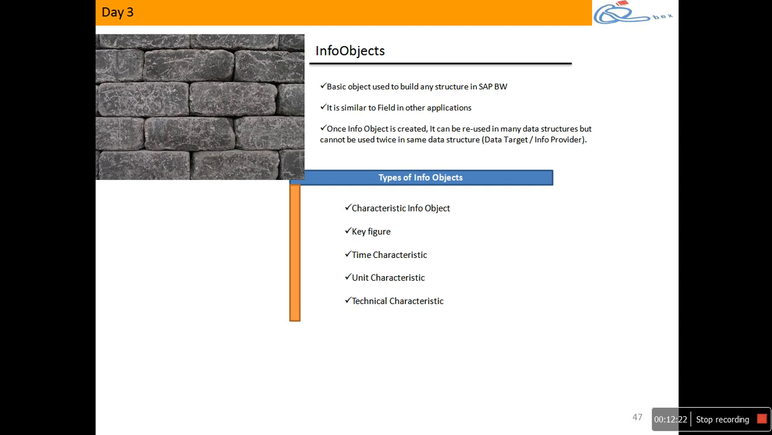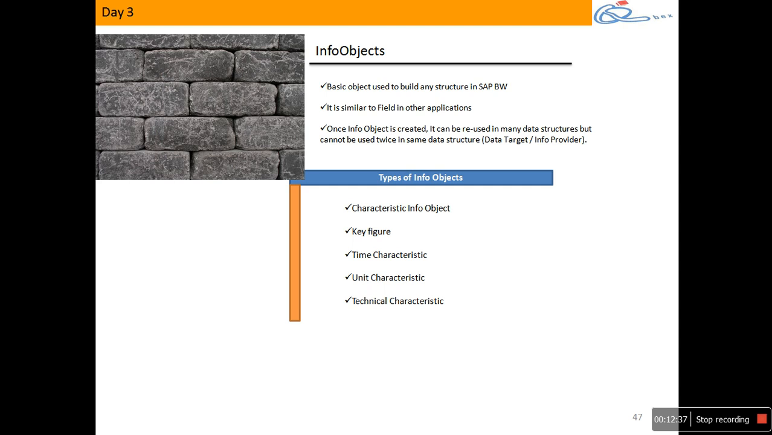Now, this is like a building block to build any structure. So let's say you create info objects. I'm going to use these info objects to build up any structure like cube, ODS, master data tables. Each info object. We have seen mainly 3 data containers.